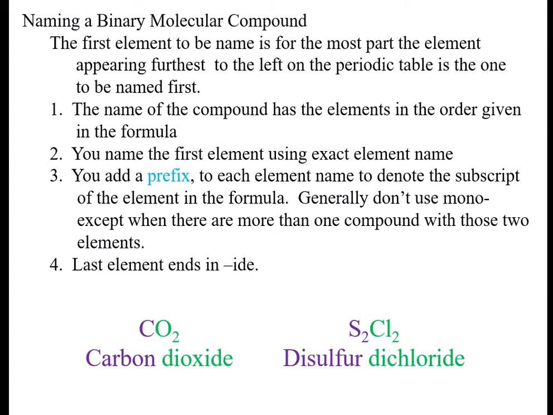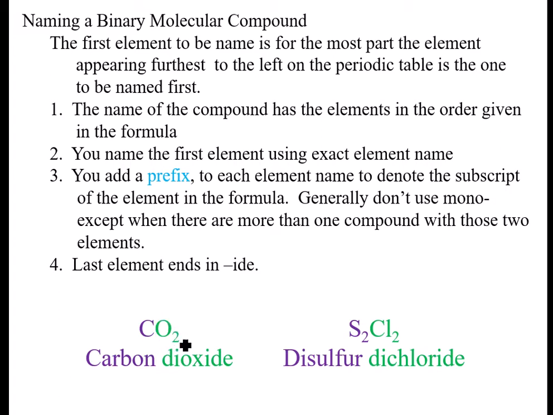So how do you name a binary molecular compound? For the most part, the element on the left is just the name. You name them in the order that it's given. You add a prefix to denote how many atoms of that element there are, except that we don't use mono for the left element. You do use it for the right. And for the last ending, just like with binary ionic compounds, you change the ending to IDE.